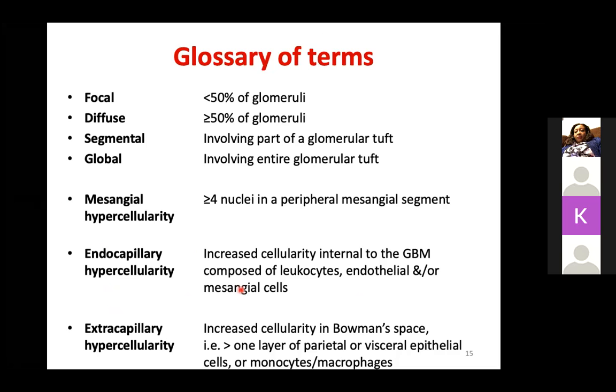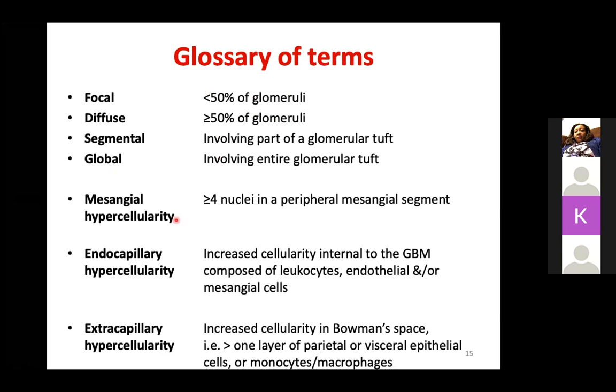Now coming to the terminologies which we use. I just used the word focal. Focal refers to the total number of glomeruli and how many of them are involved. So focal would be if less than 50% of the glomeruli are involved out of all those round circles. If less than 50% are involved, I will call it a focal lesion. If more than 50%, it's a diffuse lesion. But within one glomerulus, whether a part of it is involved or the entire tuft is involved, that is how you will term them as segmental or global.